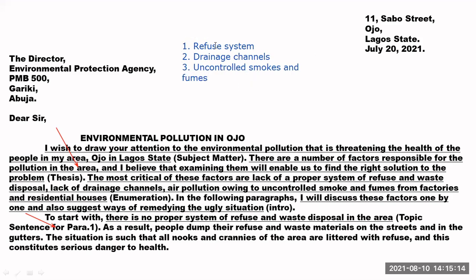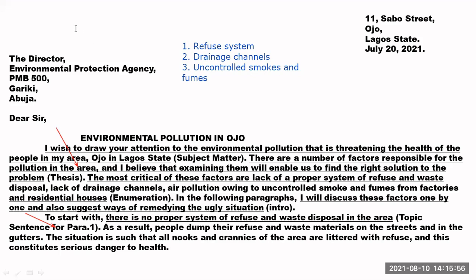So what we do is that we take the first point and we discuss it in paragraph 2. We take the second point, we discuss it in paragraph 3. We take the third point, we discuss it in paragraph 4 as earlier discussed. And then when we take the first point, we can start our first sentence with what we call a topic sentence. A topic sentence is a sentence that presents the main idea we want to discuss in a particular paragraph. And this is what we have done here.